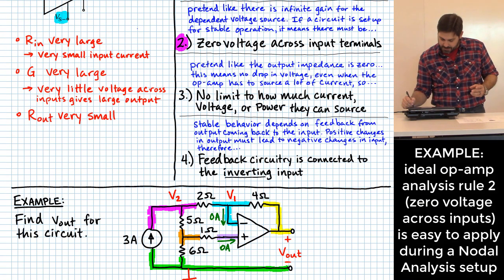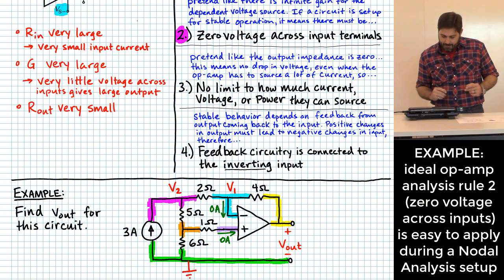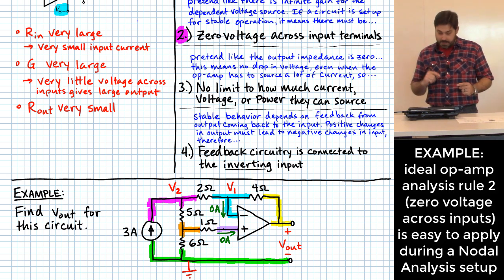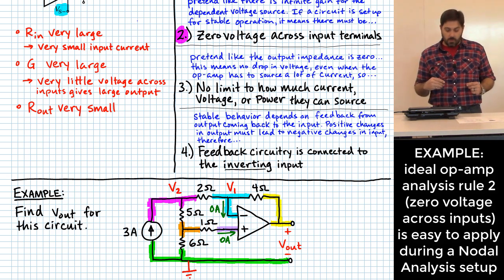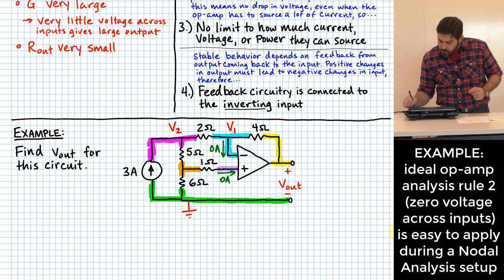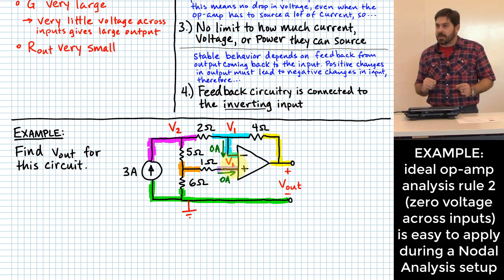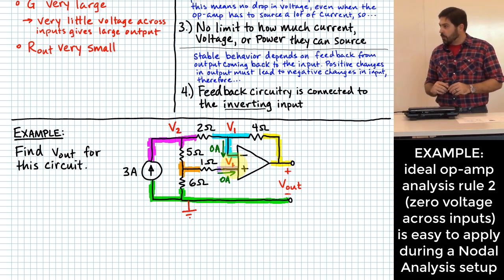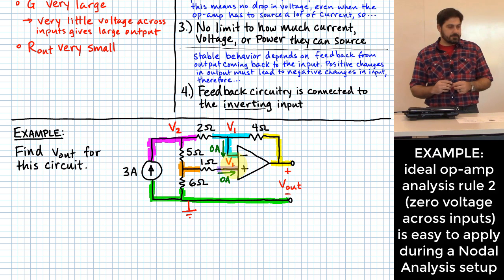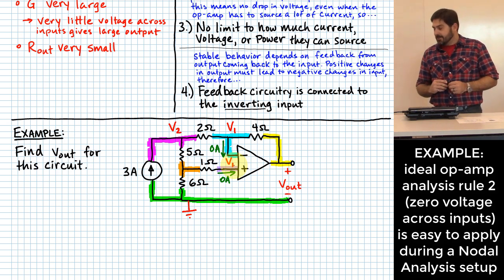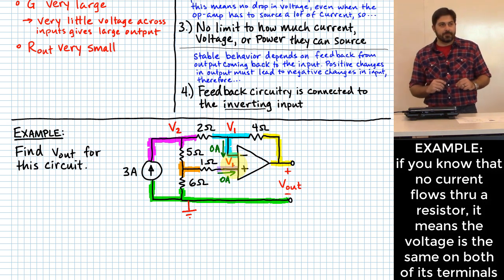What does Rule 2 say? 0 voltage across input terminals. What that tells me is that if V1 is the voltage on my inverting input, V1 had also better be the voltage on my non-inverting input. That's one of my two rules, right? That we've got to have 0 voltage across those two input terminals. Okay? With me? Now I have to do one other thing here too.